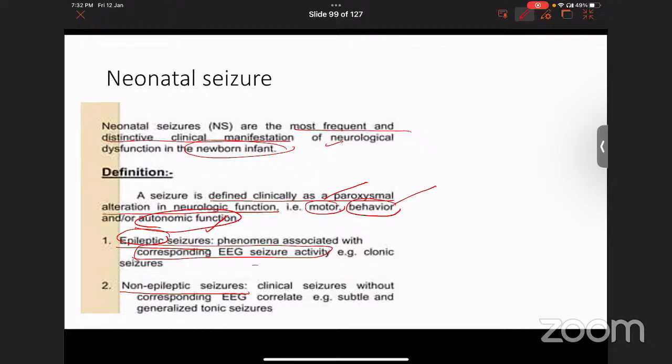If EEG seizure activity is present, then it is known as epileptic seizure. Whereas if the clinical seizure is just motor, the child's hand is jerking, or you have a clonic type of seizure, but there is no corresponding EEG correlate, then you have subtle and generalized tonic seizures. Subtle seizure is the most common seizure.